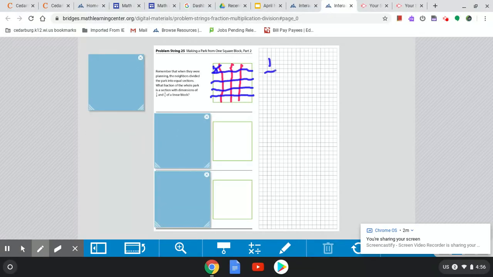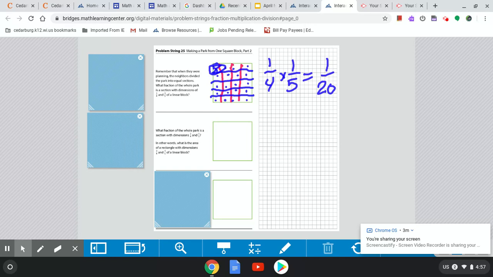So our multiplication problem, when we take a look at this mathematically, we are doing 1/5 of a fourth, and our answer is going to be 1/20. Hopefully you figured that out. You could count up the number of blocks if you wanted to, or multiply the denominators together and the numerators to get your 1/20, right?